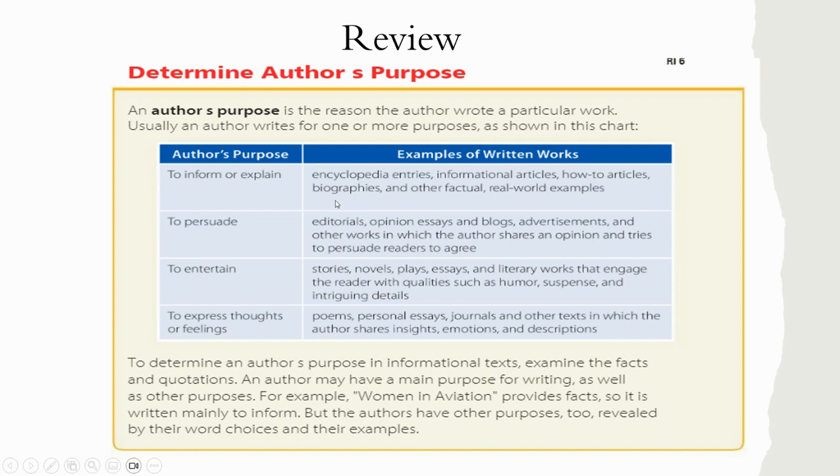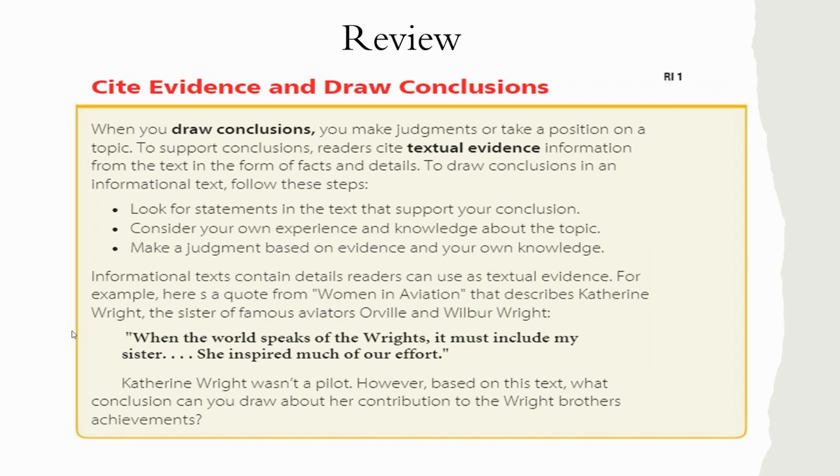We can see encyclopedia entries or informational articles and other factual real-world examples. To persuade, which could be editorials, opinion essays, blogs, or advertisements. To entertain, which is when we have short stories, plays, essays, humor, suspense. Or to express thoughts and feelings in personal essays, poems, or journals. To determine the author's purpose in an informational text, examine the facts and quotations. An author may have a main purpose for writing as well as other purposes. For example, Women in Aviation provides facts, so it was written mainly to inform. But the authors have other purposes too, and those are revealed by their word choices and their examples.